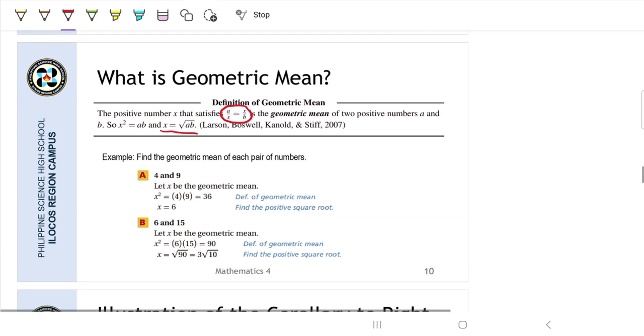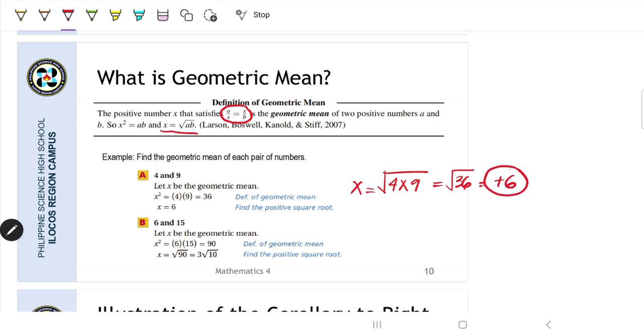So example, if we are going to find the geometric mean of 4 and 9, we can say that the geometric mean x is equal to the square root of the product of 4 times 9. So 4 times 9 is 36. So square root of 36. We only need to get the positive root. So x, or the geometric mean, is positive 6.